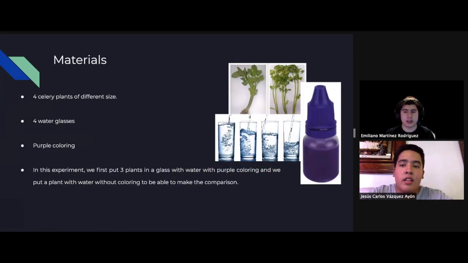The materials are 4 celery plants of different sizes, 4 water glasses, and a little bottle of purple coloring. And in this experiment, we first put 3 plants in a glass with water with purple coloring, and we put a plant with water without coloring to be able to make that comparison.